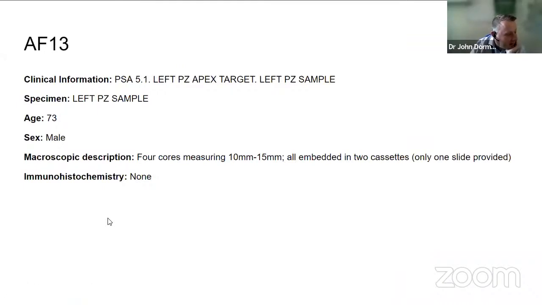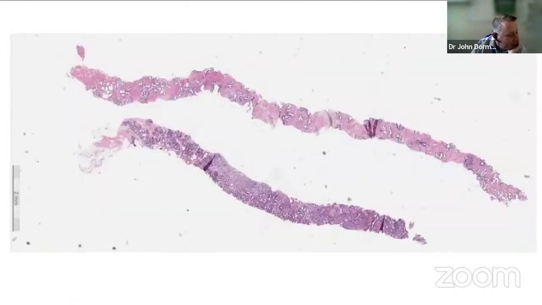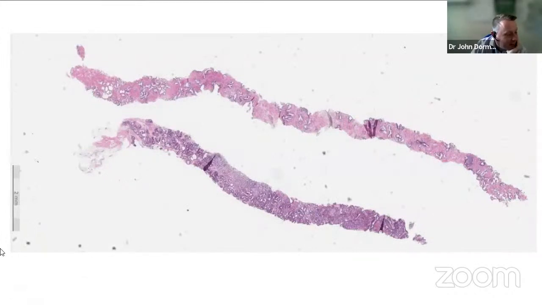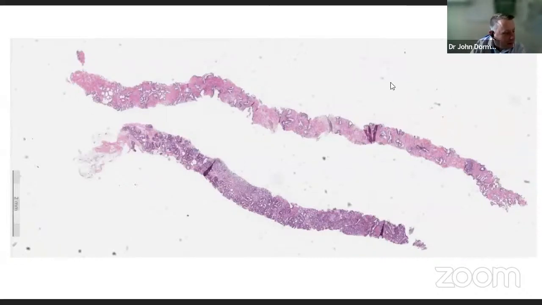So AF13, 4 cores from a 73-year-old male. Okay, Nick. I have to be really awake now, don't I? 2 cores. The bottom core looks quite hyperchromatic, bent glandular stuff. The top core looks more unremarkable. Okay, Nick, thanks.